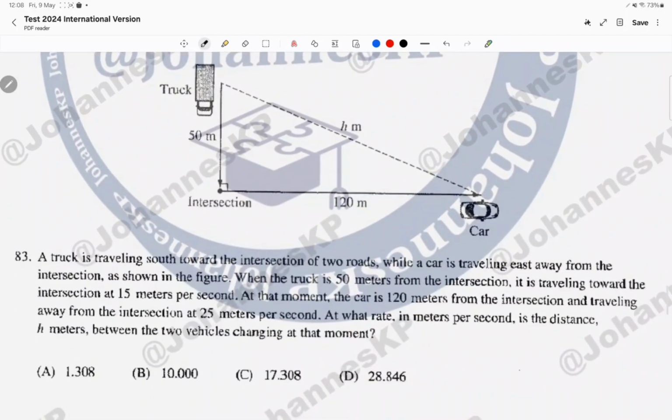83. So they want us to, look, let's just see what's given, right? The truck is 50 meters. I'll call this the y. I will call this the x. The truck is traveling toward the intersection point at 15 meters per second. That means the dy over dt. Because the truck is approaching, distance is becoming less, right? So put a negative on that.